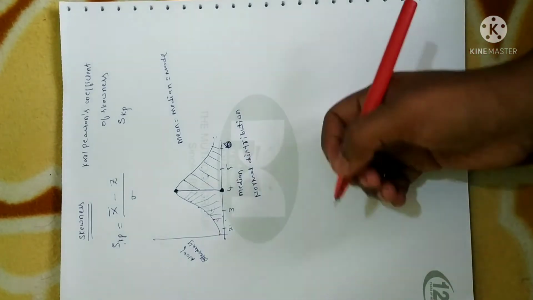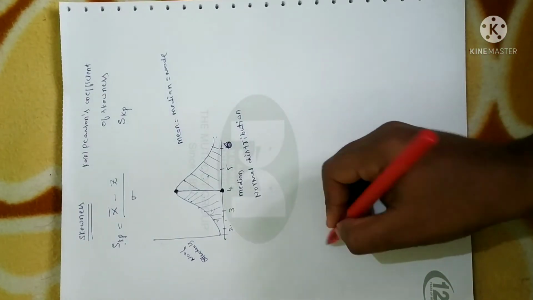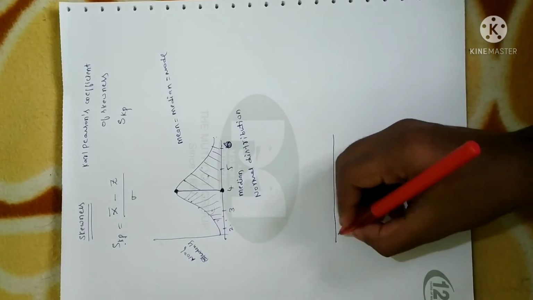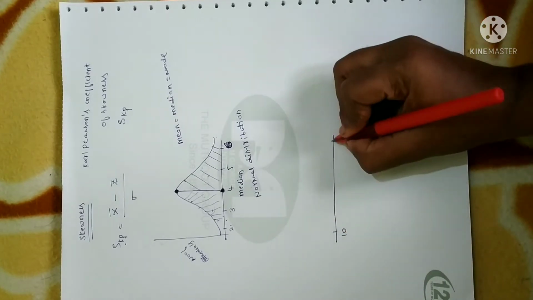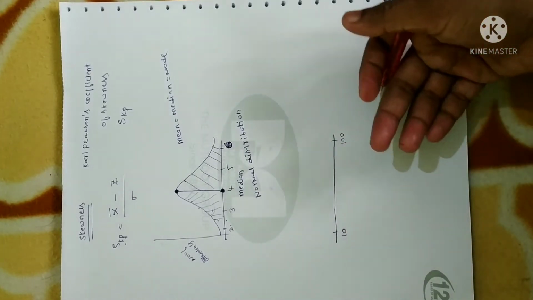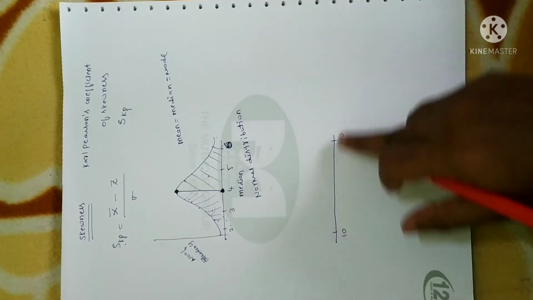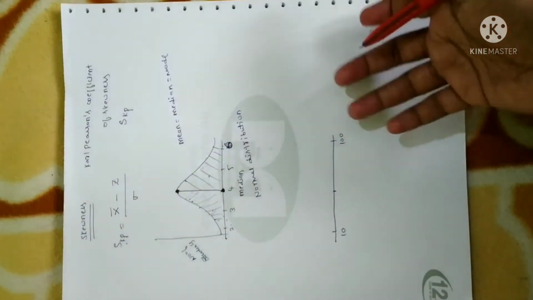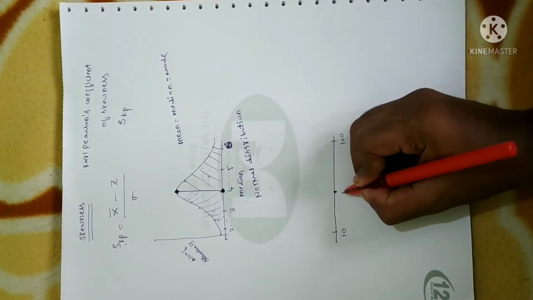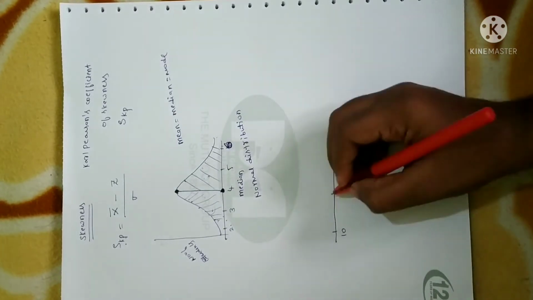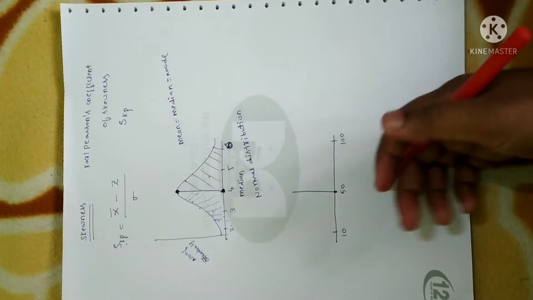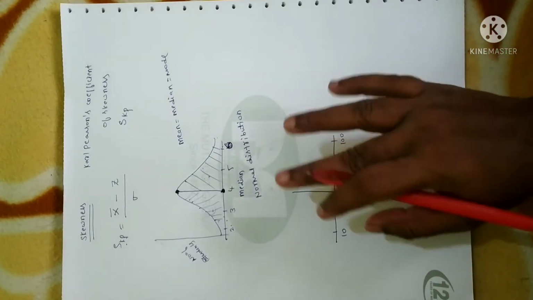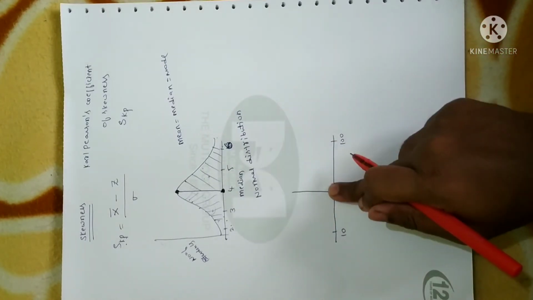Now suppose I take the income of a particular region, from 10 to 100 rupees. Let me take it in terms of thousands. It represents 10,000 and 100,000, that is 1 lakh. The middle value will be 50,000. That is the central tendency, the central value.